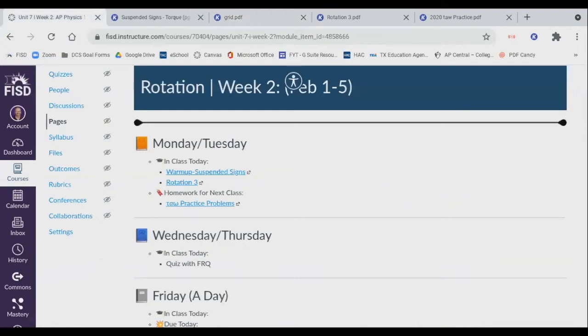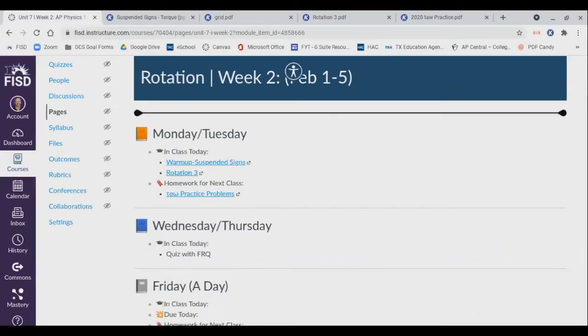If you looked closely when I showed where we were in Canvas, see what's next class on Wednesday? We've got a quiz with FRQ. So we want to make sure that we're solidifying our information up to this point, because next class is a quiz with FRQ. After that, we still have rotation with momentum and rotation with energy. And then that finishes the unit, which is really cool because rotation is really hard. But let's get into what we're doing today.